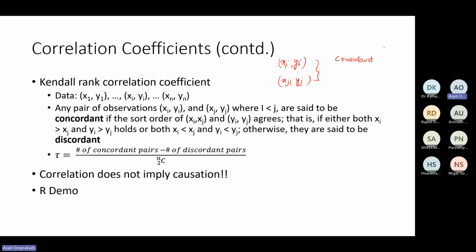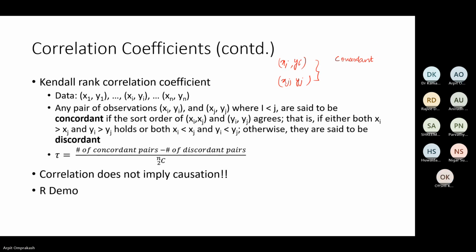This pair is said to be concordant if Xj is greater than Xi and Yj is greater than Yi simultaneously, or if Xi is greater than Xj and Yi is greater than Yj. So basically, if both of them are increasing or decreasing together, then it's called concordant. And if that is not the case, if we have the opposite thing, then it's called a discordant pair. Okay. So we take all the pairs between all these observations, and then we label them as concordant pairs or discordant pairs.